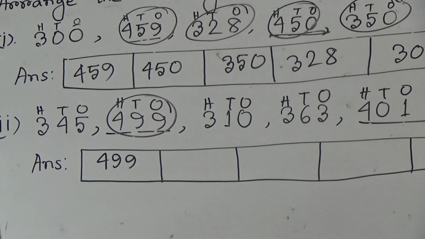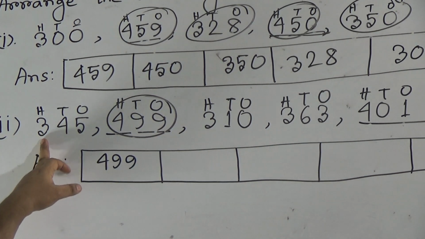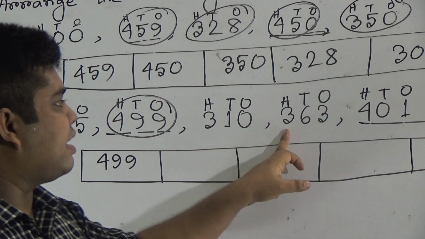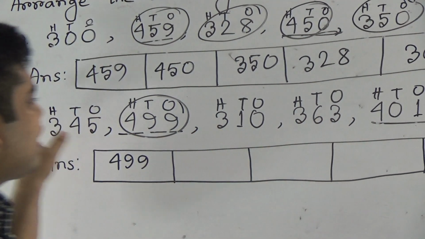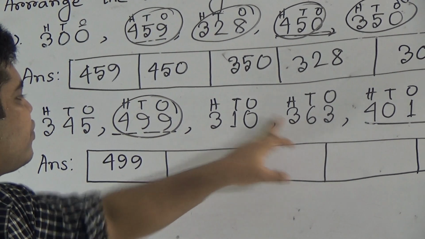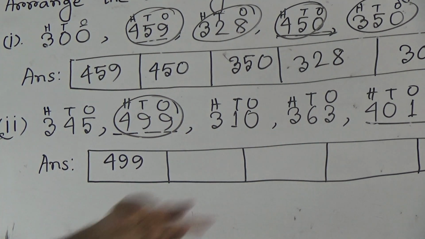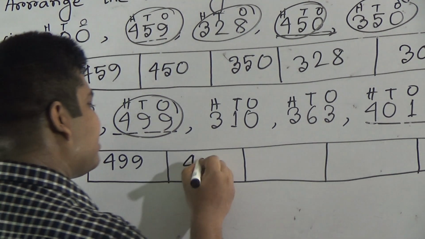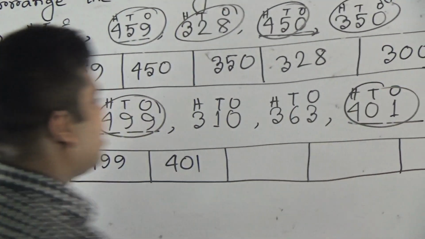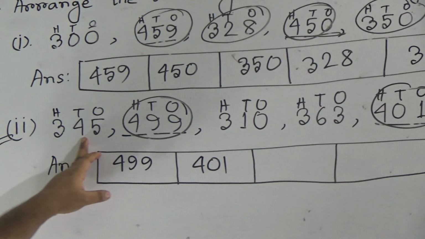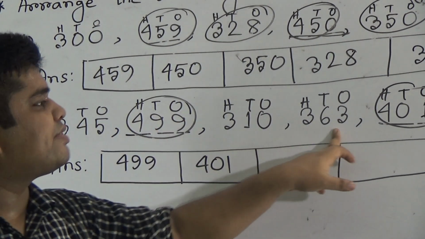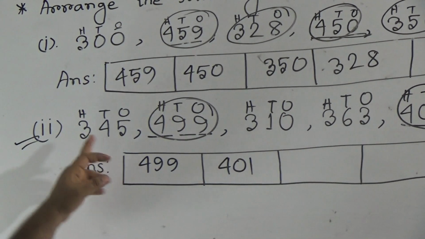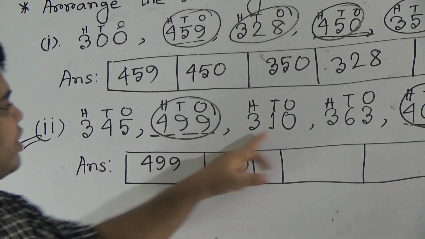Now, we find which number is greater. As this 100 place is 3, 100 place 3, 100 place 3, here 4. So, 4 is greater than these 3, 3, 3. So, 401 is the next greatest number. Now, we write 401 and this one is done. Now, left 345, 310, 363. Here you notice the 100 place 3, 3, 3.